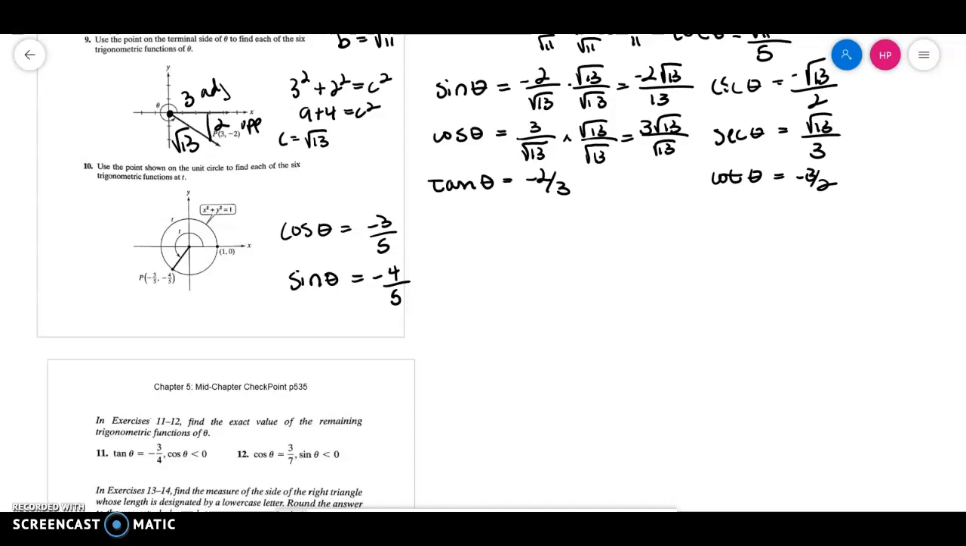-4/5. The tangent of my angle would be the ratio of those two, so -4/5 divided by -3/5, which becomes positive. And if you multiply by the reciprocals, think through that, the 5s cancel out. We end up really with just 4/3. And then with each of these, I can figure out my reciprocal function.